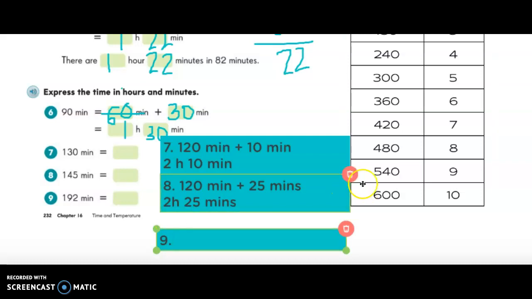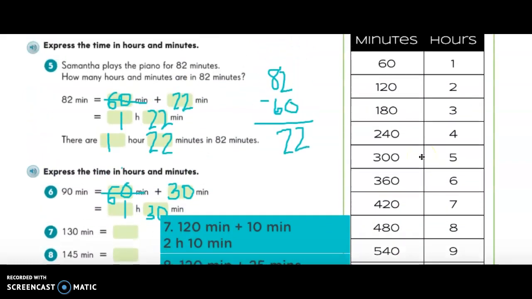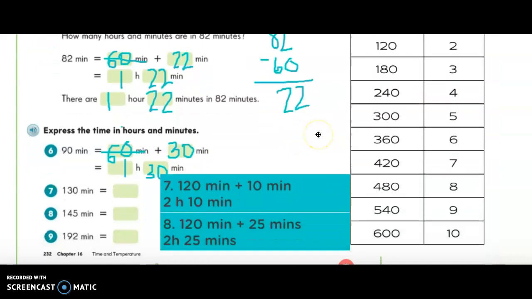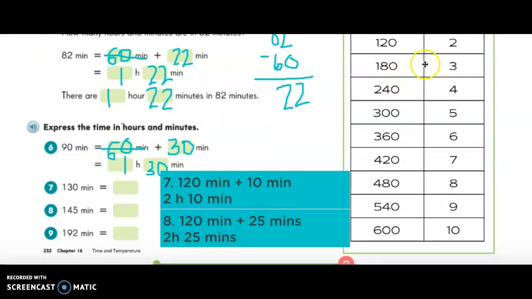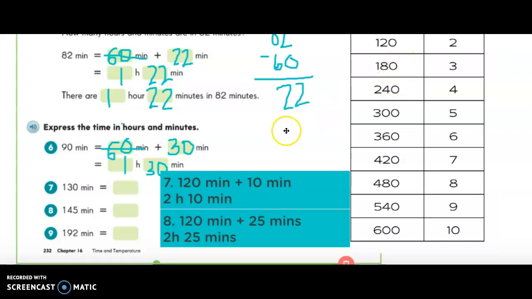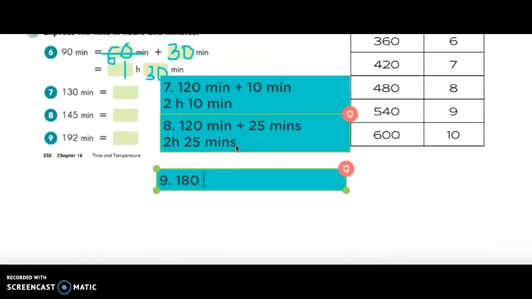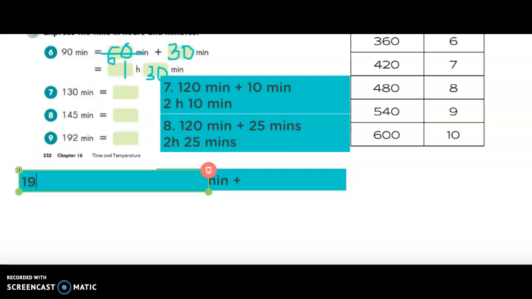So we're going to go to our chart and think about how many minutes can we pull out that's equivalent to an hour. So 60 minutes, yes, we could do. 120 minutes, yes, we could do. 180 minutes, yes, we could do. 240 goes too high, so we have to stop there because we had 192 minutes, so we're going to take out 180. So we'll have 180 minutes, and now we need to be thinking about 192 minus 180 in order to figure out how many minutes are left.